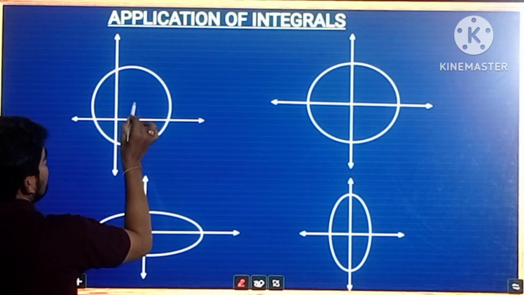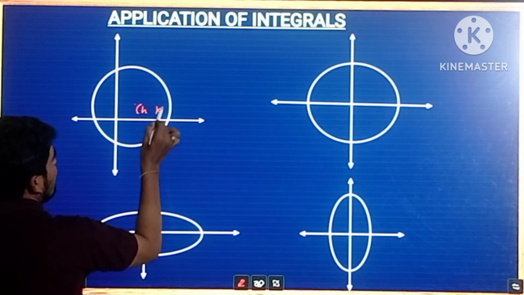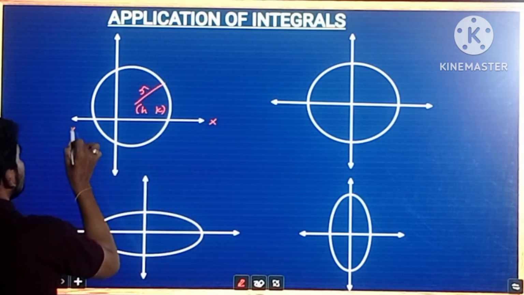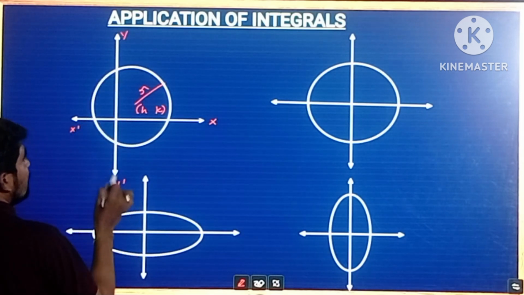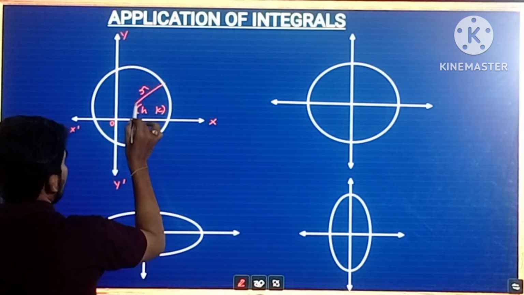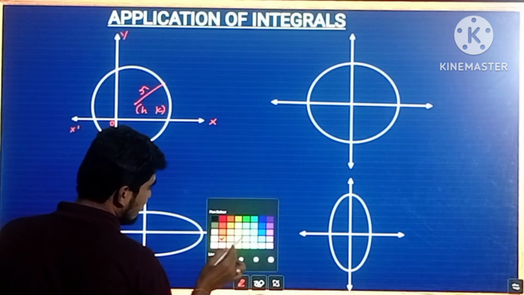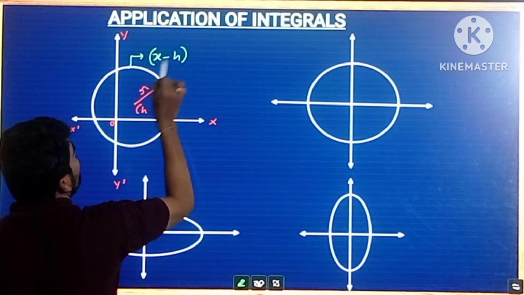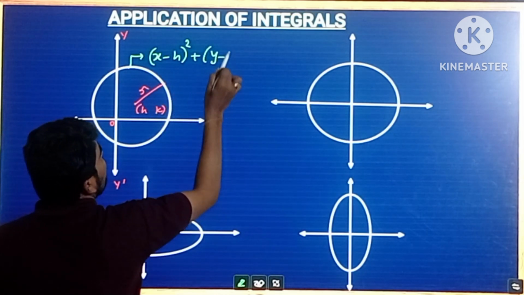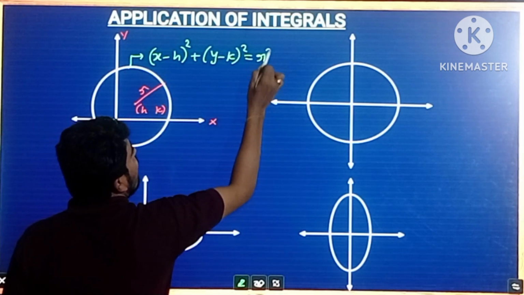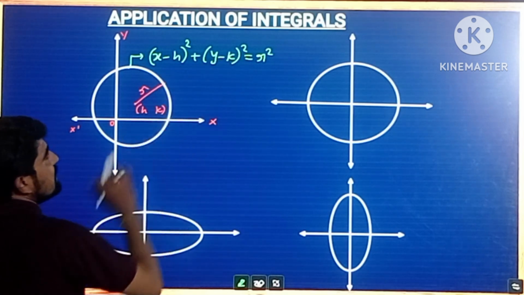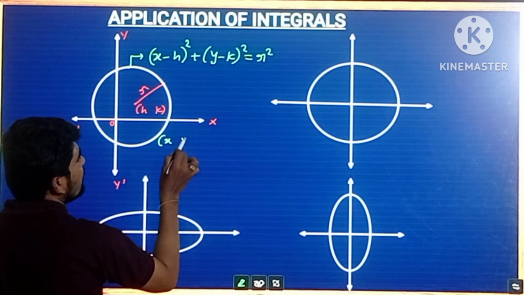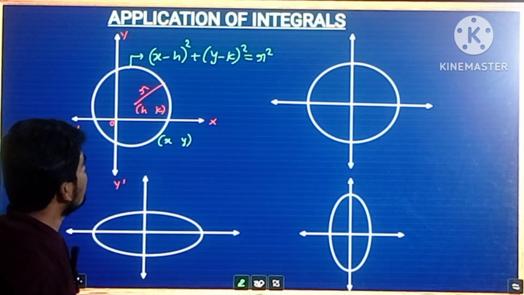First one is a circle with center (h, k) and radius r. Let's say this is the x-axis, y-axis, origin. See here, the equation of the circle with center (h, k) and radius r is given by (x minus h) whole square plus (y minus k) whole square equals r square, where (h, k) is the center of the circle, r is the radius, and (x, y) is any point on the circle. I hope all of you understand.